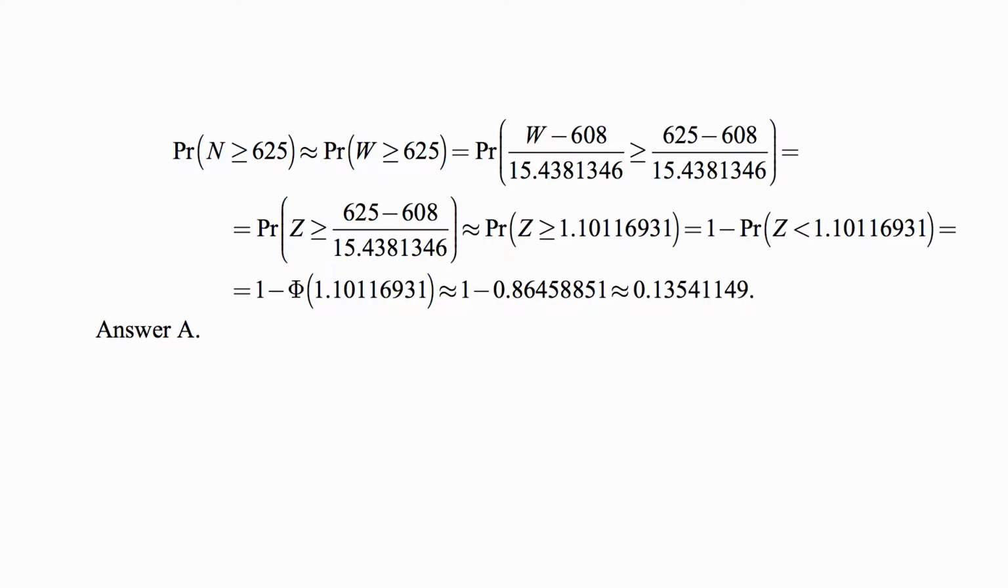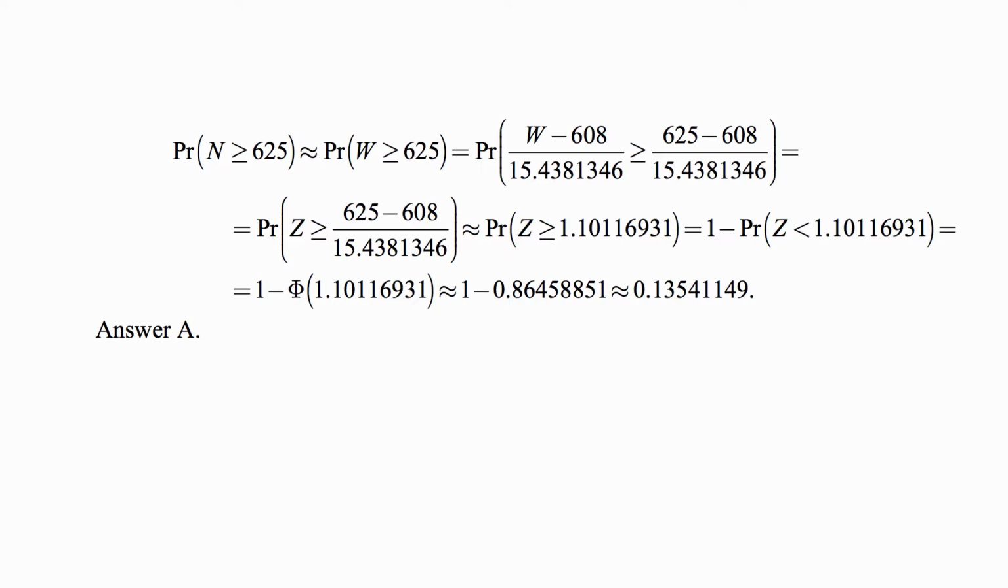So here's that calculation. The probability of N being greater than or equal to 625 is approximately equal to the probability of W being greater than or equal to 625. And then we subtract the mean of W, which is 608, and divide by the standard deviation, and we do the same to the right-hand side. Because W is normal, it has to be standard normal after you standardize it, so it's Z. And on the right-hand side, we just need to do the calculation of that, and we get about 1.10 with a little bit of a tail there. Probability that Z is greater than or equal to that number.